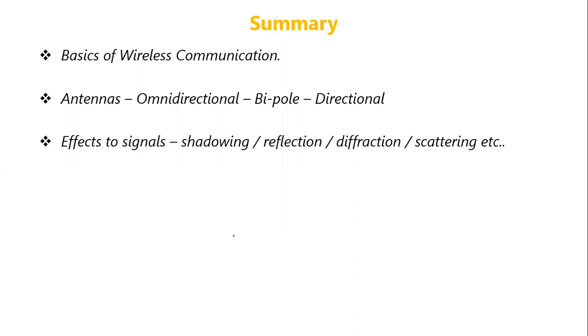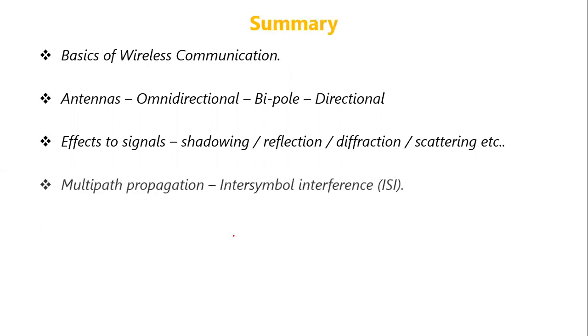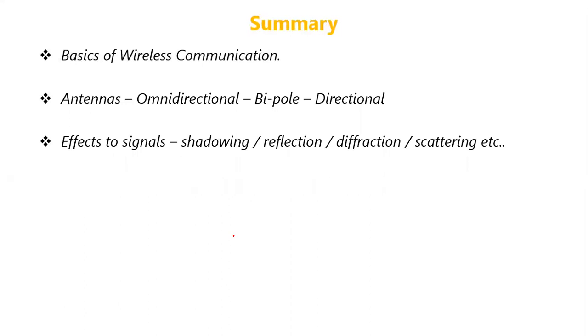And then we have discussed the effect on the signal when the signal is passed through the wireless media, how it gets affected. Basically, even in free space, the strength of the signal will reduce proportional to 1 by d square, where d represents the distance. Similarly, the signal may also go through other effects like shadowing, reflection, diffraction, scattering, etc.